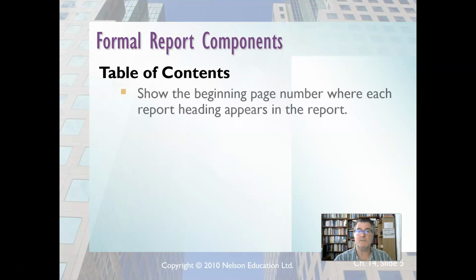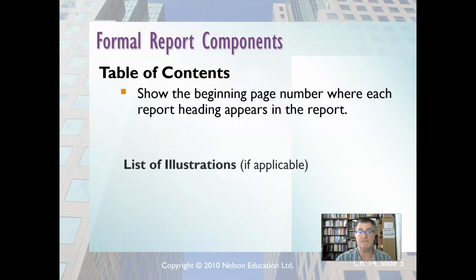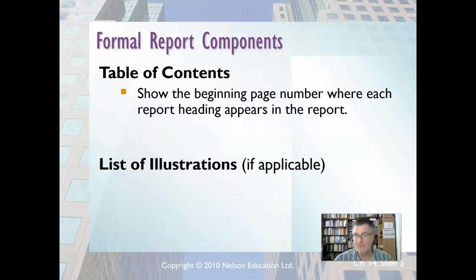Table of contents hopefully is pretty straightforward. Show the beginning page number where each of the report headings appears in the report. Now, you can have more than one on one page, and that's perfectly fine. If you have illustrations, you should make a list of them which is separate. Now, they appear on the same page, but if you have illustrations, put them in a separate list. So you will have both the table of contents in terms of the written material and also a list of illustrations at the bottom of the page.